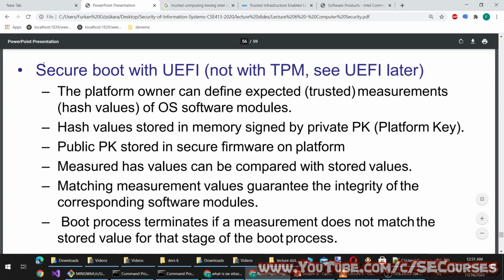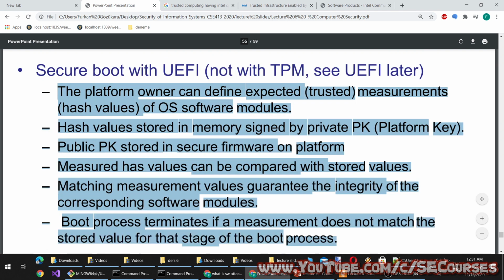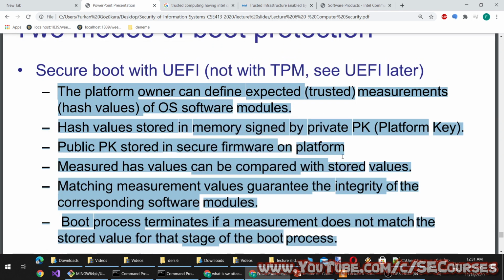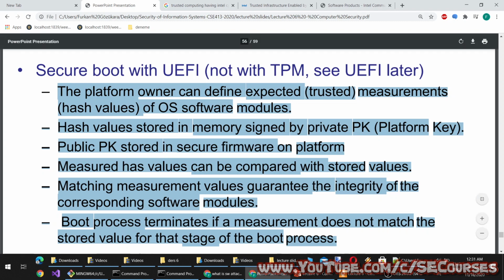Okay, two modes of boot protection. Secure boot with UEFI, not with TPM. See UEFI later. The platform owner can define expected trusted measurement hash values of OS software modules. Hash values are stored in memory signed by the private PK, platform key. The public PK is stored in secure firmware on the platform, and measured hash values can be compared with stored values. Matching measurement values guarantee the integrity of the corresponding software modules. The boot process terminates if a measurement does not match the stored value for that stage of the boot process.